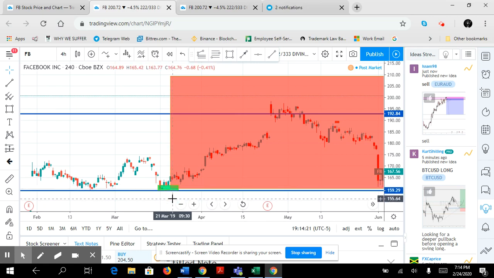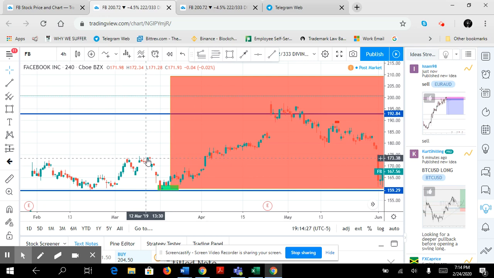You say, well, Eric, where are my targets? Where do I get out? Where do I sell? Remember, you look left. You have to look left to determine your next area of resistance. When you came to this chart, you immediately would have looked for what? Resistance. See where price got rejected, and then look for support.